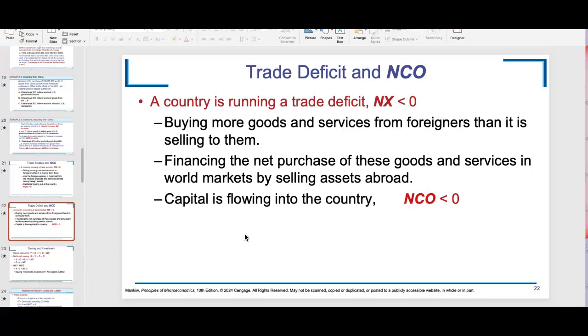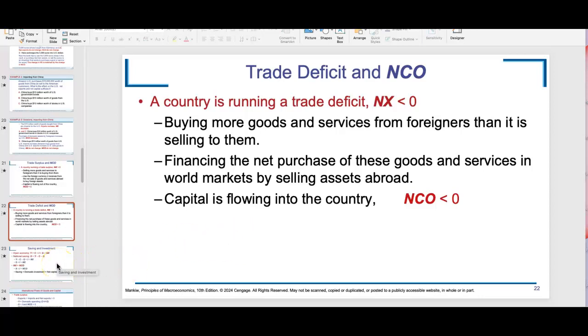We're selling assets abroad. We're selling bonds and stocks abroad, and we have capital flowing into our country. We have that currency coming into our country. So we know we have a deficit when the net capital outflow is also negative. If you have a question that tells you that our net capital outflow is negative, then you know we have a trade deficit. You can do it the other way. If NCO is less than zero, then NX is less than zero, because it's an accounting equation that always holds true, basically.